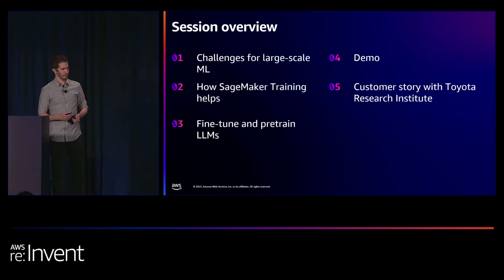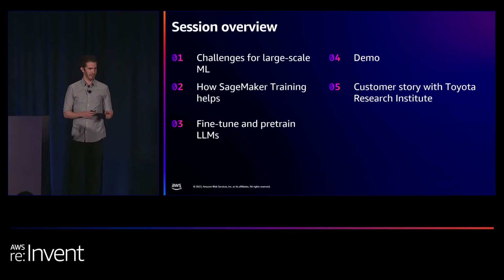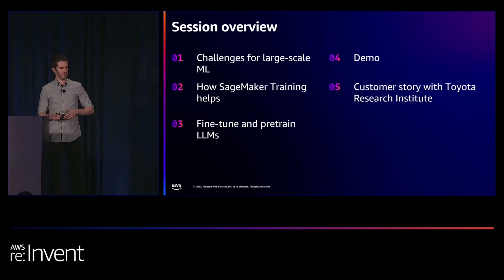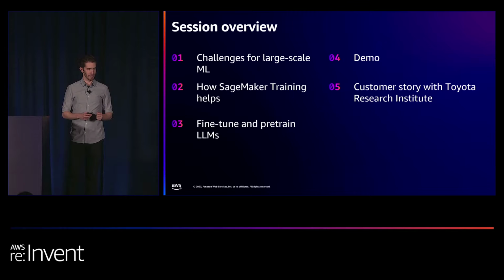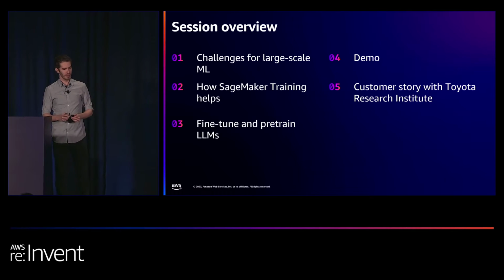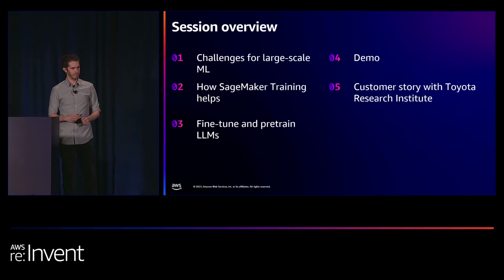So we'll talk about the challenges for training large-scale machine learning models. And then we'll talk about how SageMaker can help you train those models. Emily will then talk to you about fine-tuning and pre-training large language models and show you a demo training Llama 7B on SageMaker. And then we'll hear from Tom about Toyota Research Institute and their machine learning use cases.